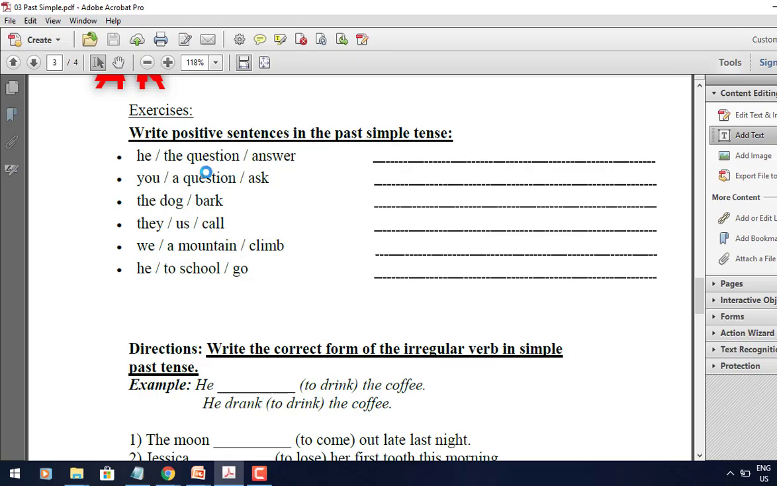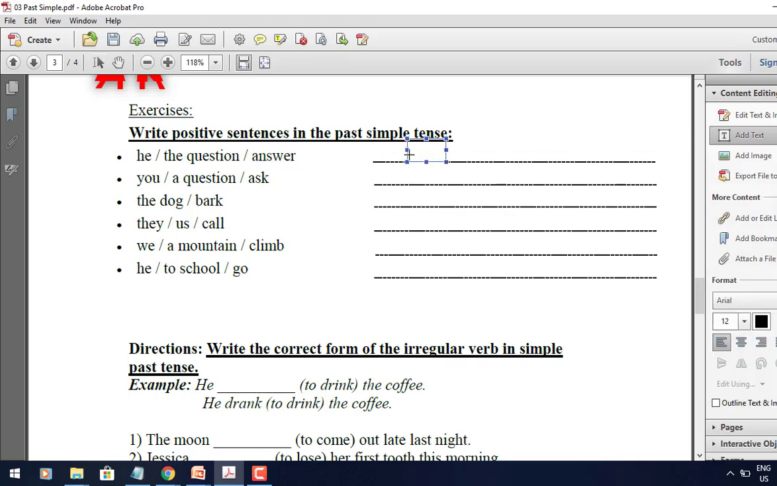Number 1. He, the question, answer. Here's the verb. Answer is the verb. Then we need to change it to the past form. So the sentence should be, he answered the question.